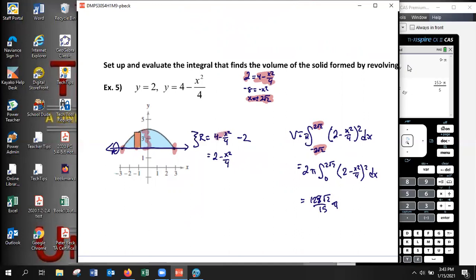Now, this representative rectangle does go from function to axis. So the upper function is 4 minus x squared over 4. The lower function, which is my axis, is 2. Simplified is what I put in here as pi r squared. So I have that as pi r squared dx. And then what I did here is, by squaring it, I turned it into an even function. So I can now say 2 pi going from 0 to square root of 2, et cetera, et cetera. I believe I threw this one into the calculator, and I get 128 square root of 2 over 15 pi. I would say that's definitely a calculator problem.